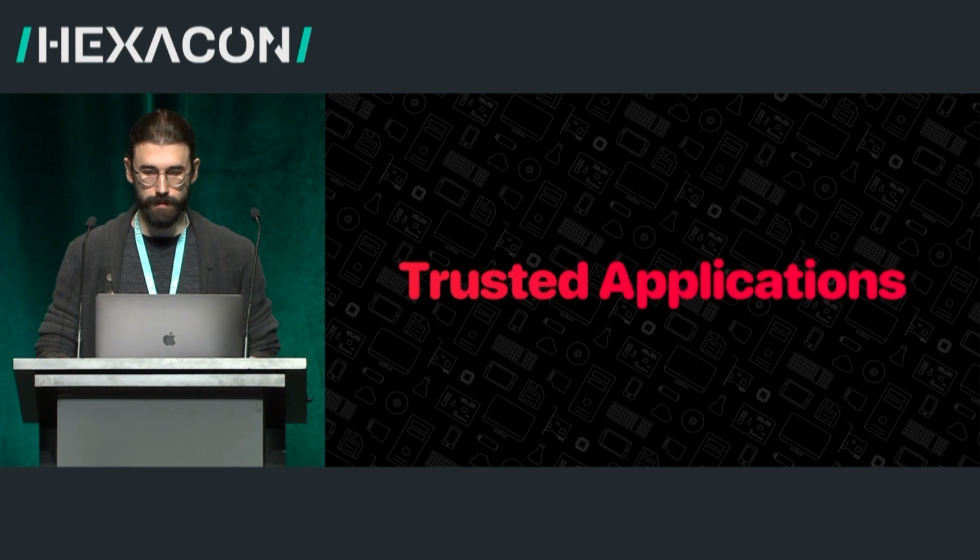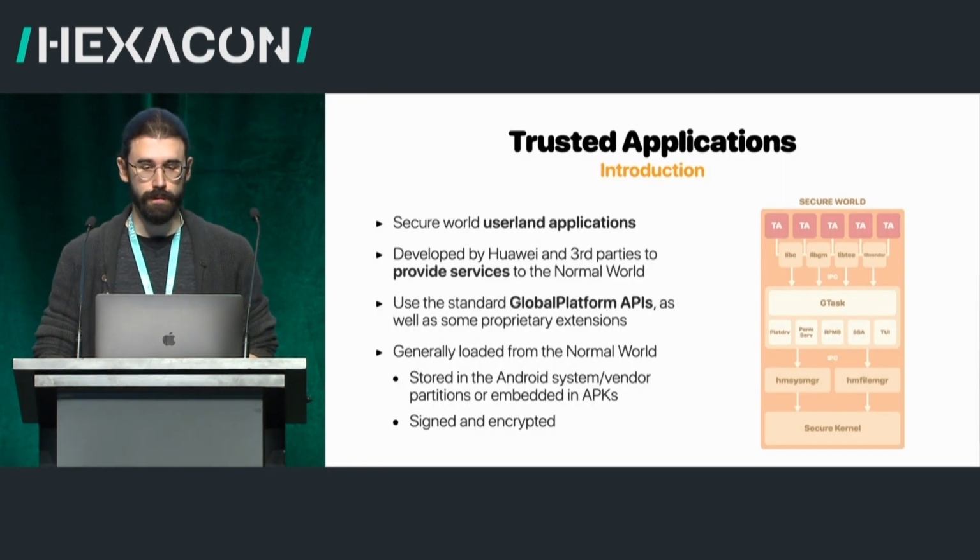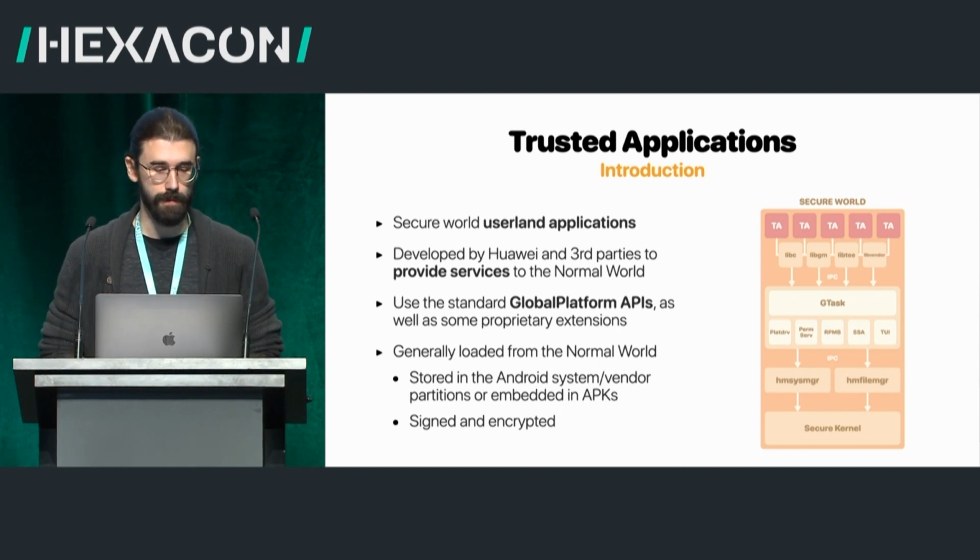All right, and finally, we have the trusted applications. Trusted applications, or trustlets, are the usernet applications of the secure world. They implement the different services that are needed by the normal world, which is why you can have trusted applications that are developed by third parties and not just by Huawei. They also use the Global Platform APIs, which is very useful when you do reverse engineering because the Global Platform standard is very well documented.